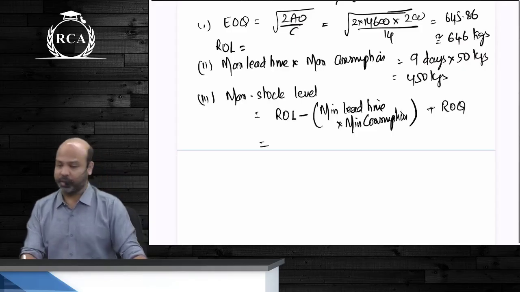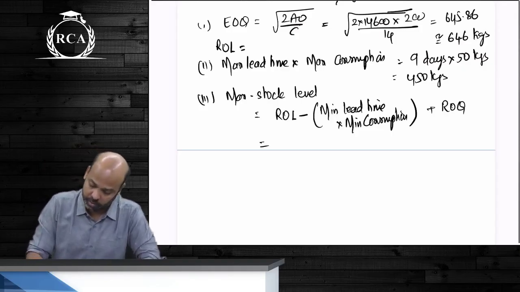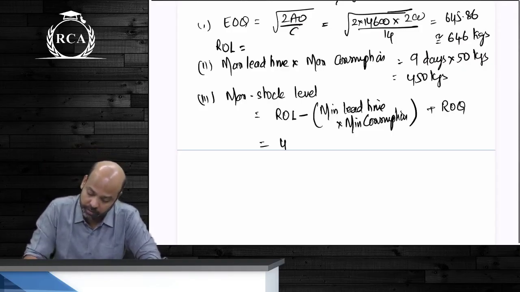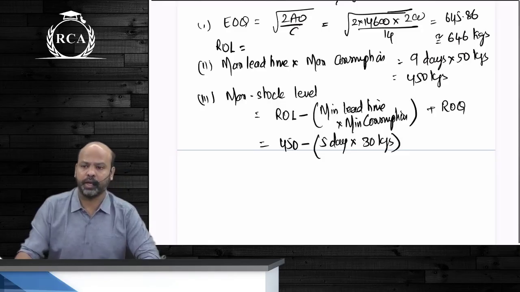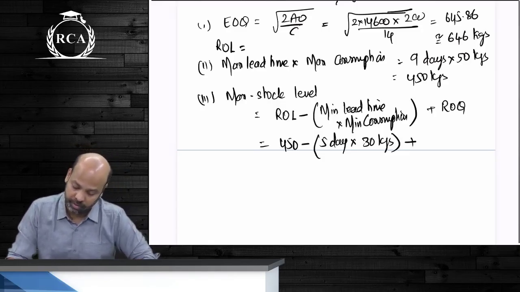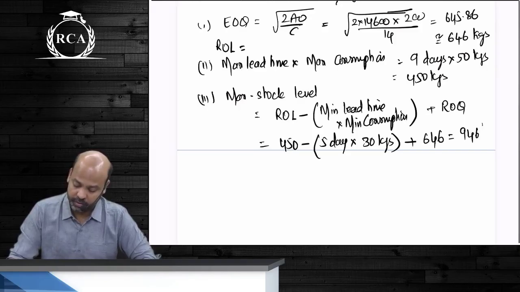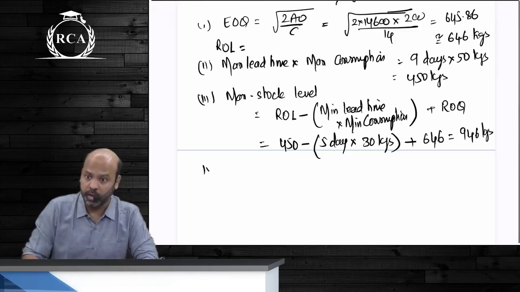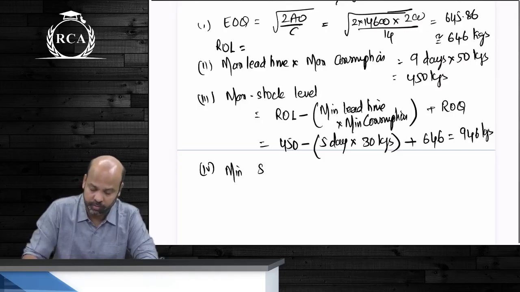Maximum stock level will be reorder level minus minimum lead time into minimum consumption plus the amount of ROQ. Reorder level is 450 kgs. Minimum lead time is 5 days. Minimum consumption is 30 kgs. 5 into 30 beta 150. To that we are going to add the reorder quantity 646. How much is this? 946 kgs. And then after maximum stock level comes minimum stock level.